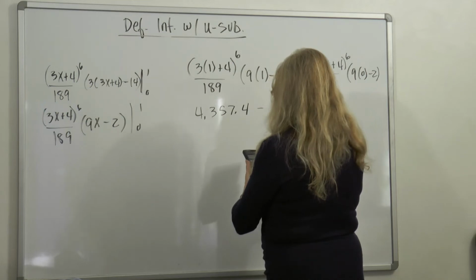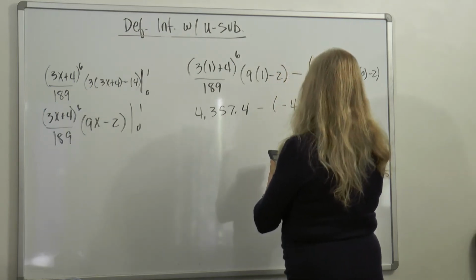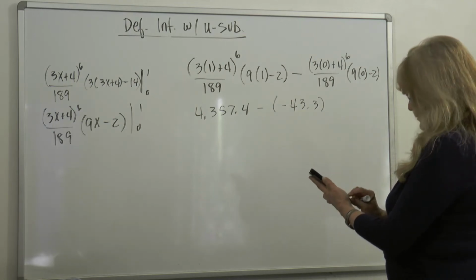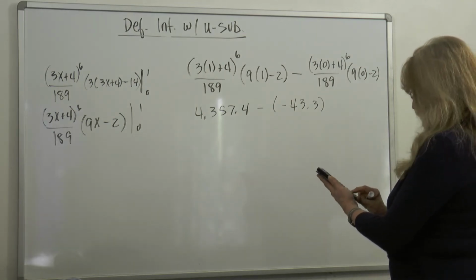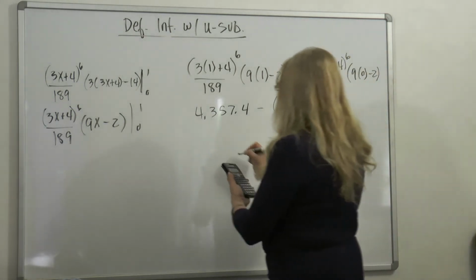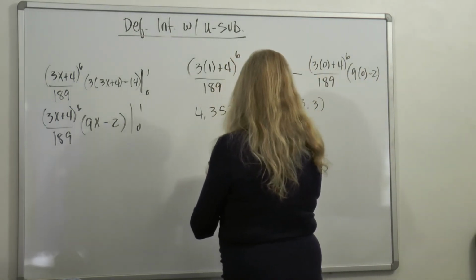So I'm going to have minus a minus 43.3, so that's going to be a plus. So 4357.4 plus 43.3. So that gives me this number.